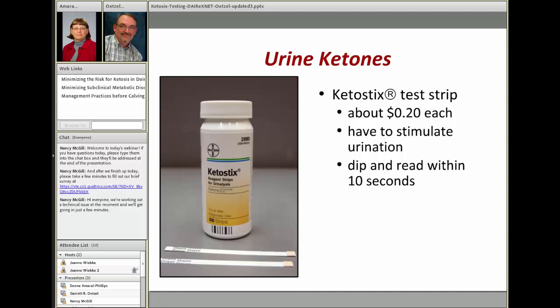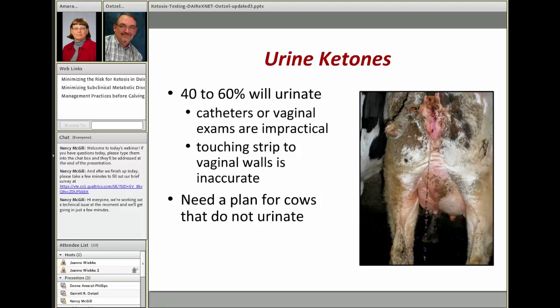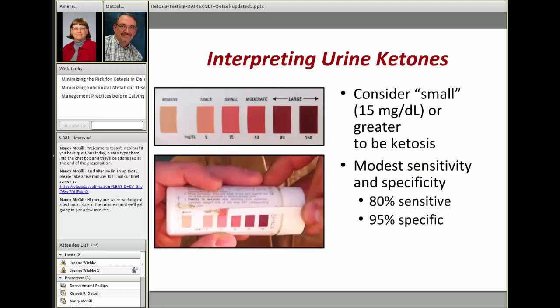Once you collect the sample, apply the urine to the strip. Please read the directions: dip and read the strip within 10 seconds. Leave it on too long, you can create some false positives. So the big issue is the low percentage that will urinate. Passing catheters, doing vaginal exams is impractical unless you're a veterinarian. If you get frustrated, just touch the strip to the vaginal wall. That doesn't really tell you anything. So if you're going to use this test, you need a plan for cows that don't urinate, and you need another backup test to go along with that.